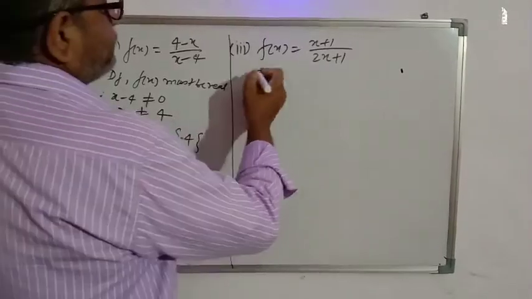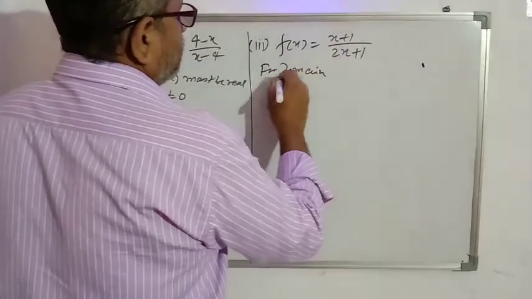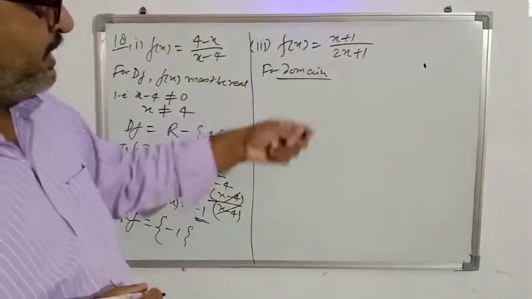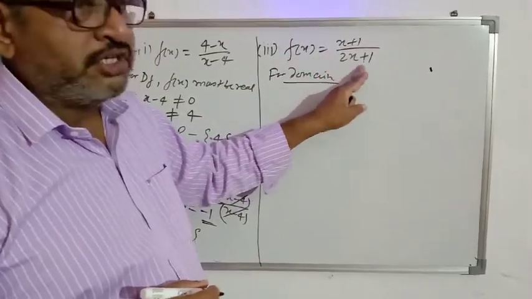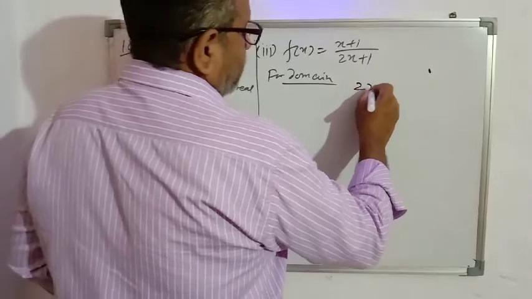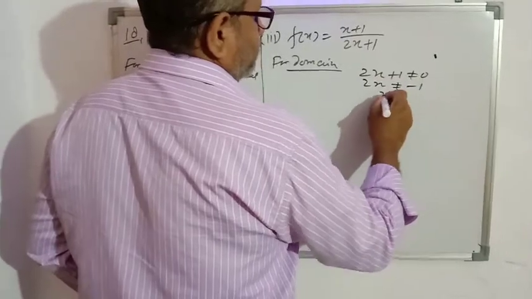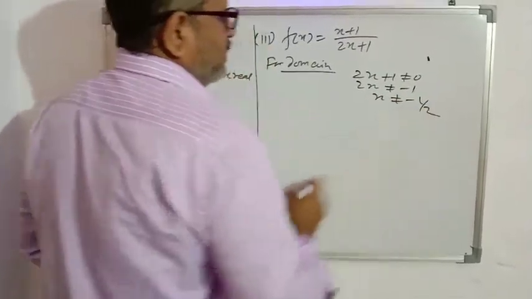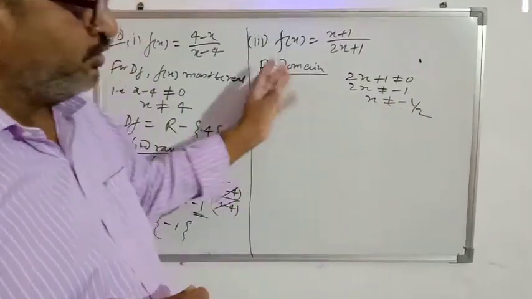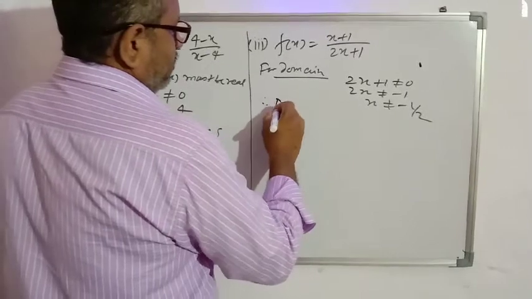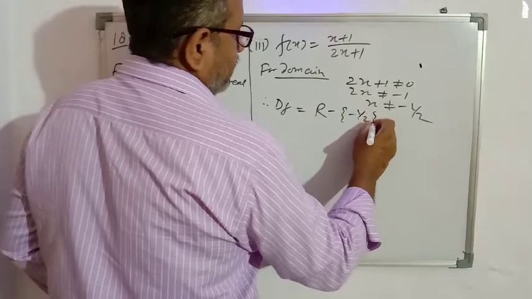See third part. Again we have to find domain and range. So what will be for domain? f(x) will be real when denominator is not equal to 0. So for domain, 2x plus 1 not equal to 0. 2x not equal to minus 1. x not equal to minus 1 by 2. It means all the real values of x except minus 1 by 2 is the domain. So therefore, domain of the function is all the real except minus 1 by 2.